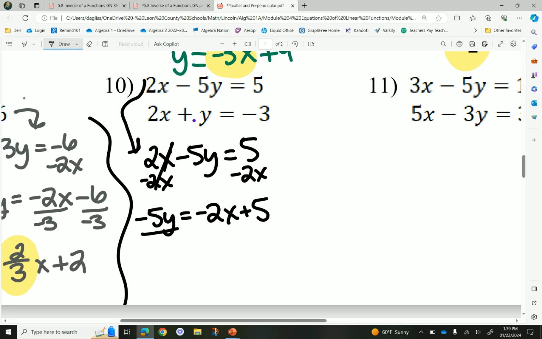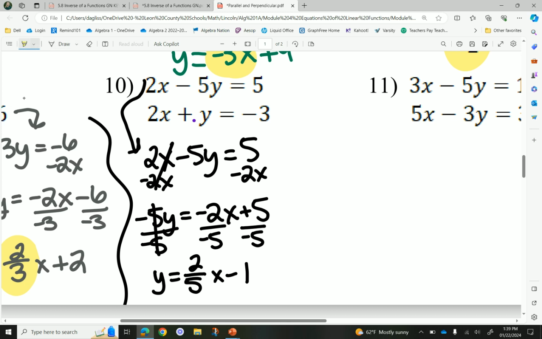Now we're going to divide each piece by negative 5. Negative 2 over negative 5, the negatives just cancel. So we get positive 2/5 x. And what's 5 over negative 5? Antonio, what is it? 5 over negative 5. Negative 1. So this equation has a slope of 2/5.